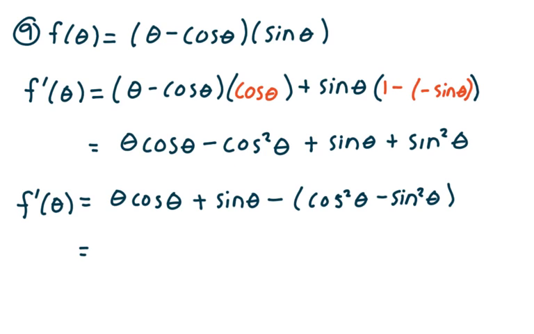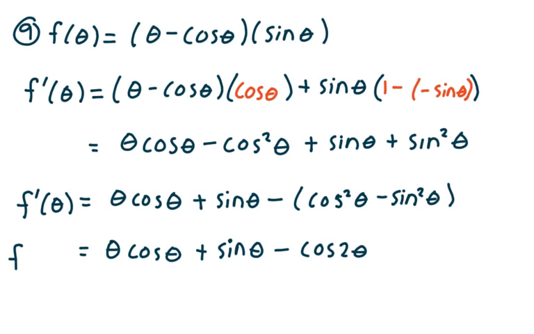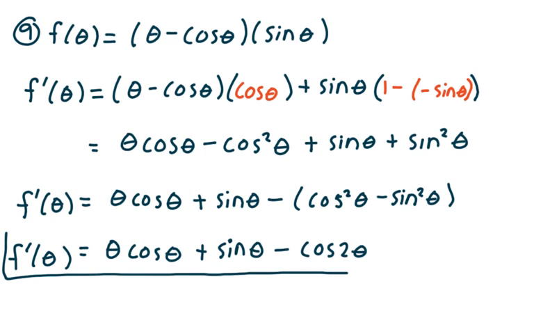And so this is theta cosine theta plus sine theta minus cosine 2 theta. And again, that's equal to f prime of theta. That's number 9.